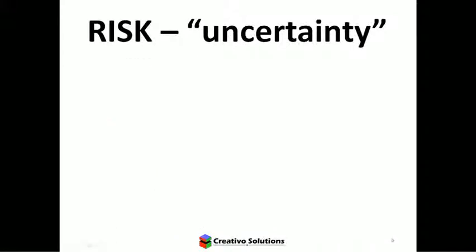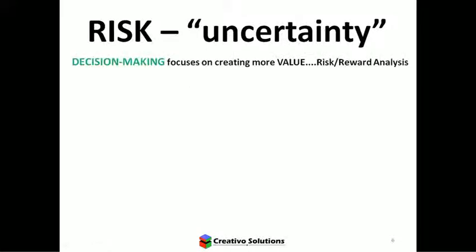So we know risk means uncertainty. No one is going to know what's going to happen in the future. So when focusing on decision making, the decisions we make within the business need to focus on creating more value. There's always a risk-reward analysis that financial managers need to do in order to determine which projects are the best, or which assets are the best. It could be which products or services are the best in terms of generating the biggest possible return for that particular level of risk.